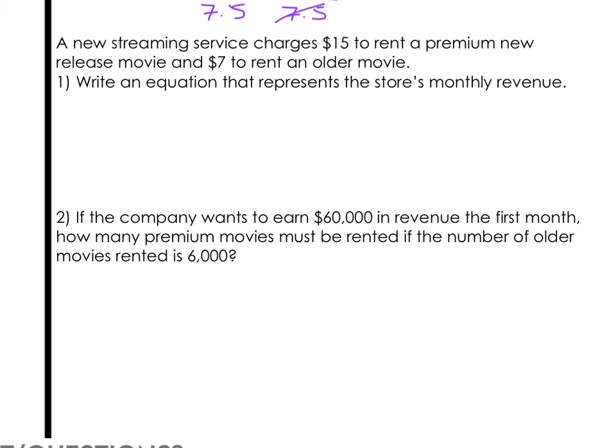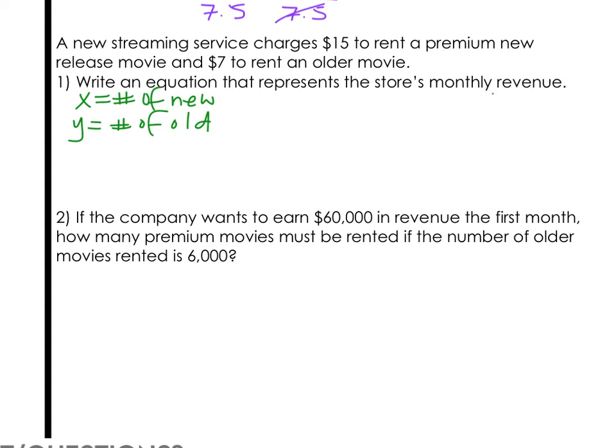Let's try another one. A new streaming service charges $15 to rent a premium new release movie and $7 to rent an older movie. Write an equation that represents the store's monthly revenue. So we have new movies and we have old movies. We need 2 variables. I'm going to say let x equal the number of new movies rented, and we'll let y equal the number of old movies rented.